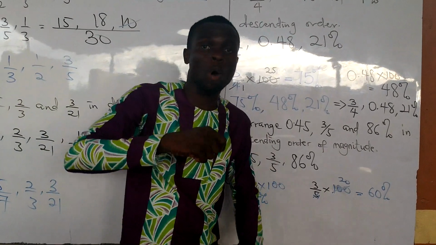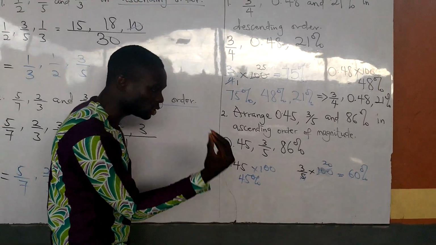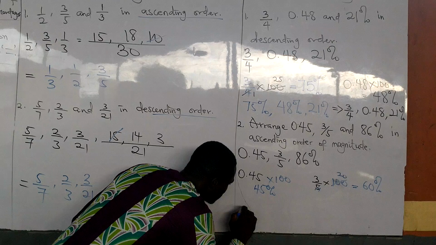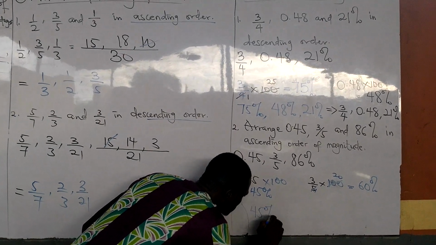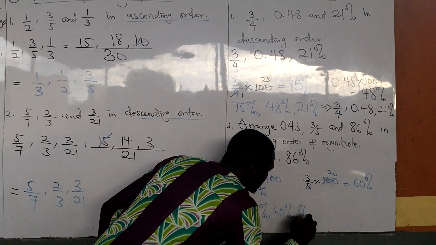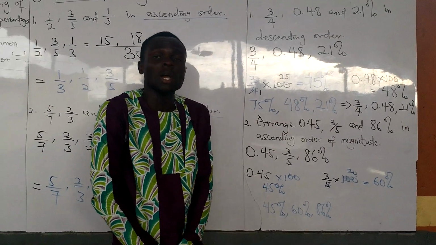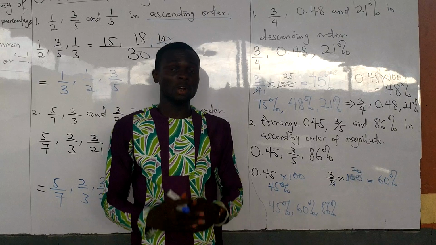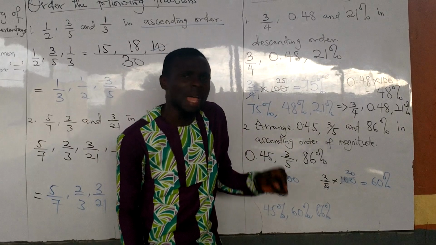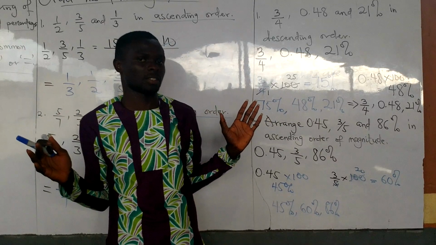We can now compare. So it says compare or order in ascending. The least should come. 45, 86, 60. Which one is the least? The least is 45. So 45% should come first. Followed by 60%. Then finally 86%. But from the question, we were not given 45%. We were not given 60%. But we converted it into percentages to make the calculation easier for us.